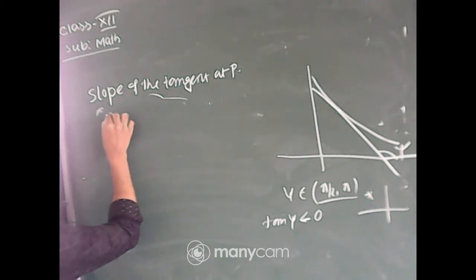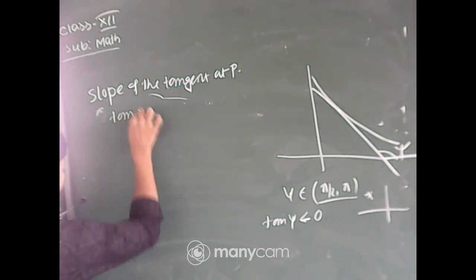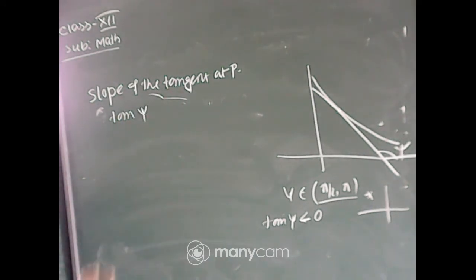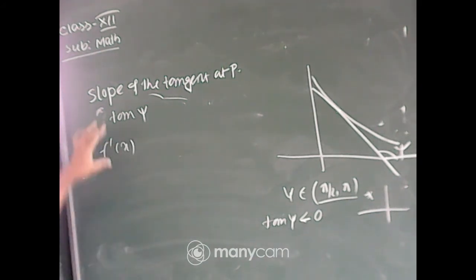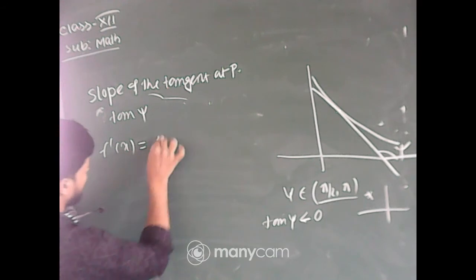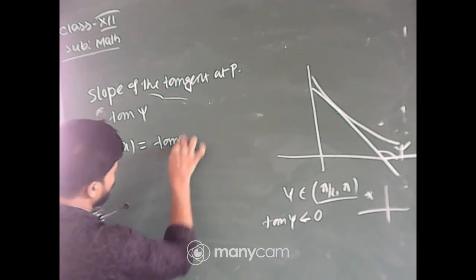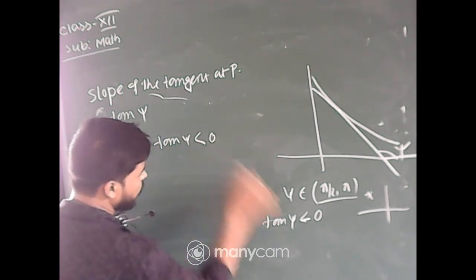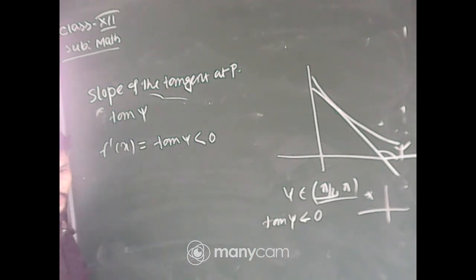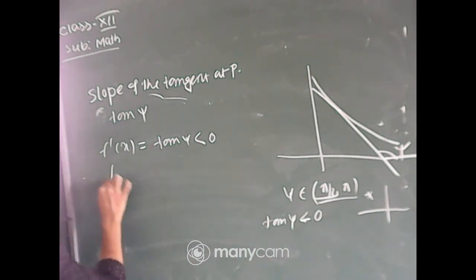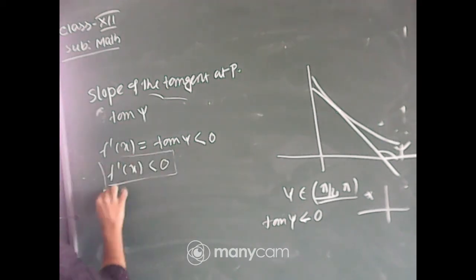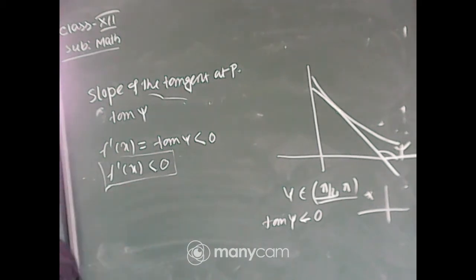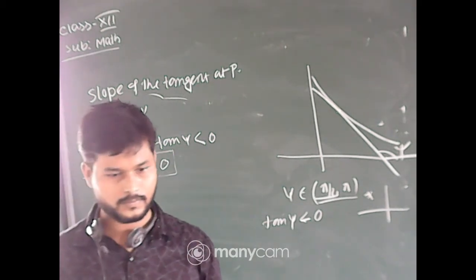The slope of the line will be tan psi, and also the slope of the line is f dash x. If I compare these two, we can write that f dash x is equal to tan psi, which is less than 0 in the interval pi by 2 to pi. That means f dash x is less than 0. So when a function is a decreasing function, f dash x is less than 0. This is the complete proof.